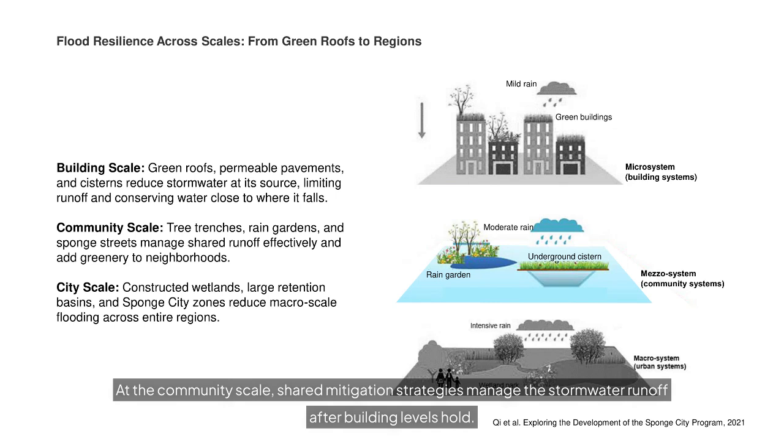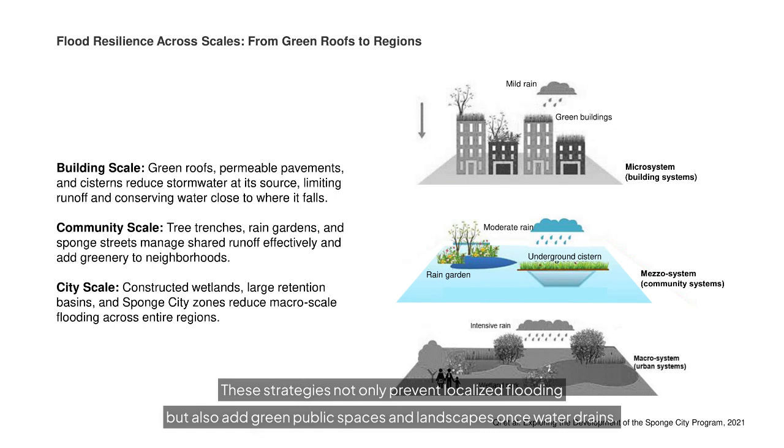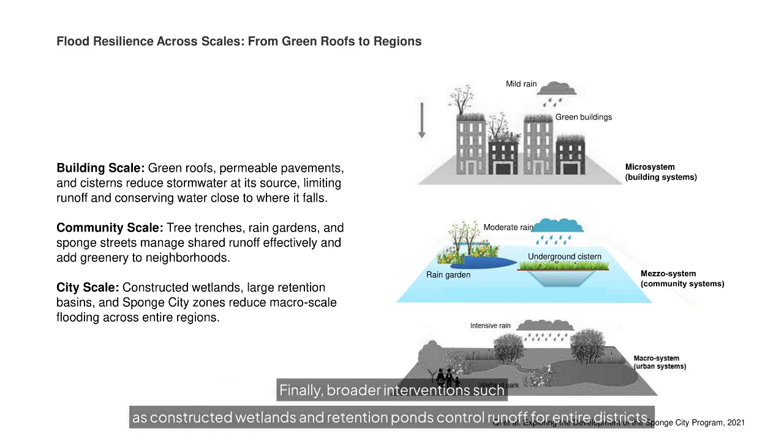At the community scale, shared mitigation strategies manage the stormwater runoff after building levels hold. For example, tree trenches, roadside bioswales, and rain gardens, along with sponge streets, absorb stormwater running from neighborhoods. These strategies not only prevent localized flooding, but also add green public spaces and landscapes once water drains. Finally, broader interventions such as constructed wetlands and retention ponds control runoff for entire districts.